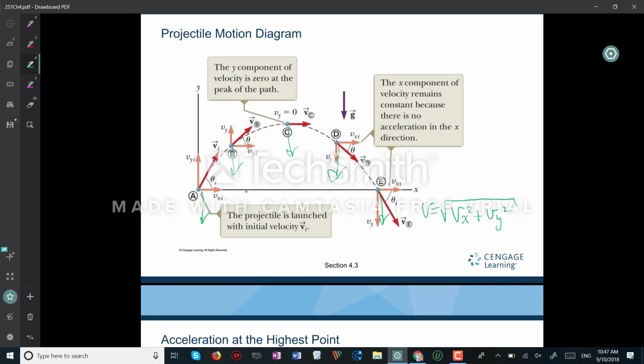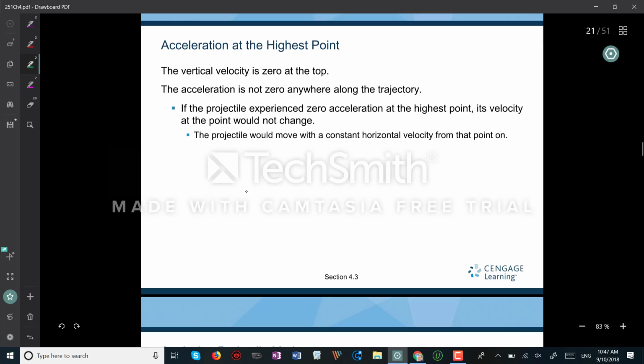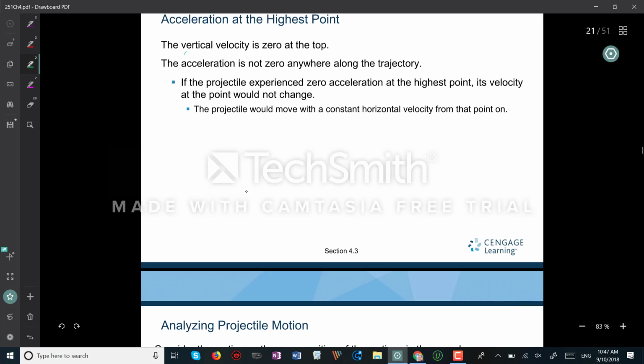But what about the second term? What about Vy? Can Vy ever be 0? At the peak of motion. So that's when I said that V was a minimum at the top. There is no Vy term. It's 0. So that makes it a minimum. Again, Vy is 0 at the top, but acceleration is not 0.